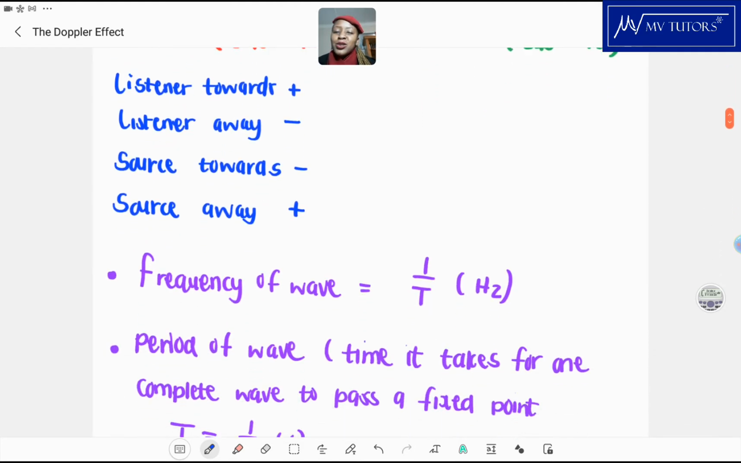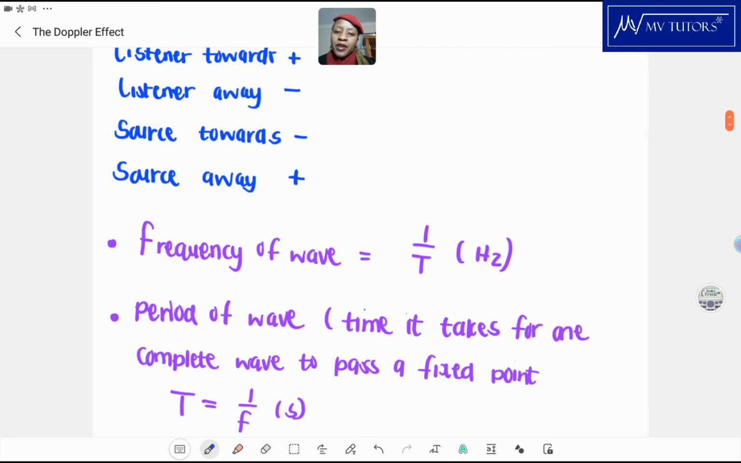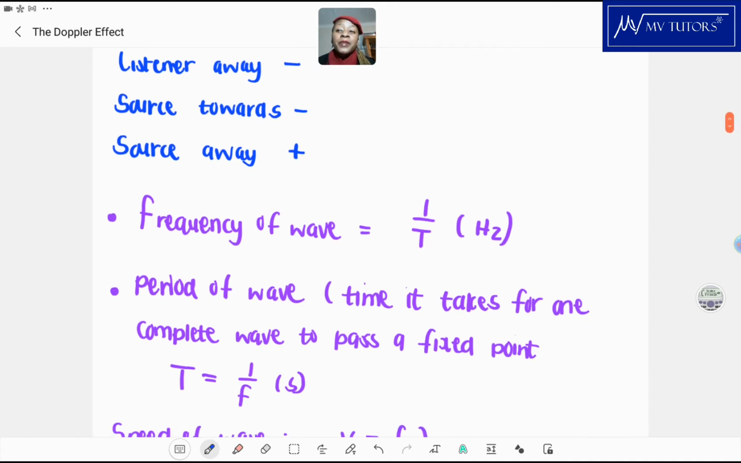And then let's just talk about the frequency of the wave. To calculate the frequency of the wave, that'll be 1 over the period. And frequency is measured in hertz. If you want to calculate the period, now the period of the wave is the time it takes for one complete wave to pass a fixed point.